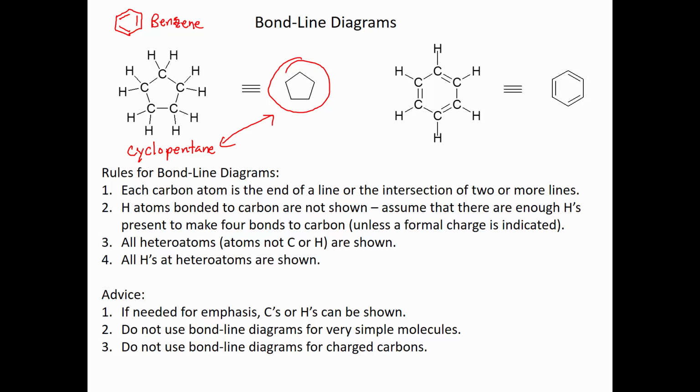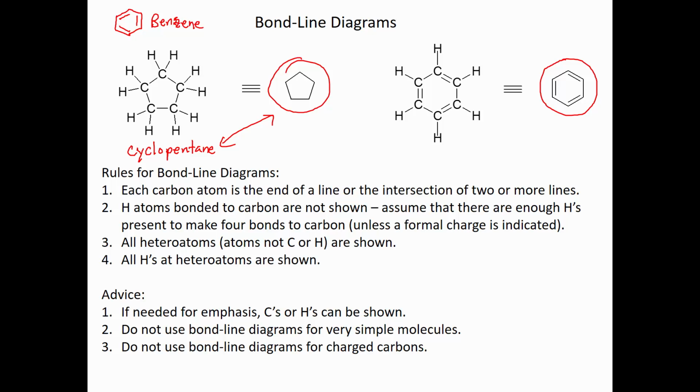Okay, benzene can be written this way. And these abbreviated structures that I've shown in circle are referred to as bond-line diagrams. Here's the essence of a bond-line diagram. Each carbon atom is assumed to be the end of a line or the intersection of 2 or more lines. Okay? Hydrogen atoms that are bonded to carbon are not shown. We're just going to assume that every carbon has 4 bonds and that there are enough hydrogens on that particular carbon to make 4 bonds. All heteroatoms, these are atoms that are not carbon or hydrogen, have to be shown.